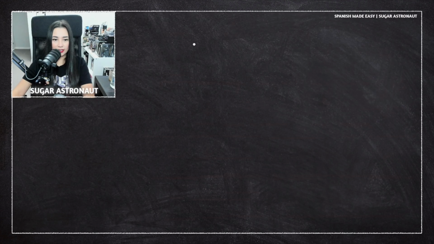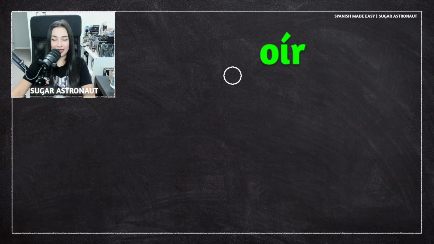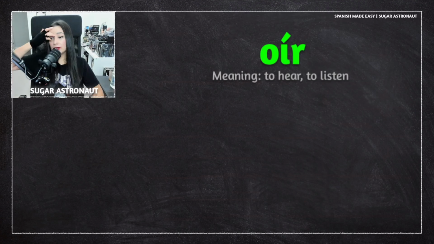So the first phrase is, well, not phrase. It's actually just the verb oír. Oír, as I was saying a few minutes ago, oír means to hear and to listen.